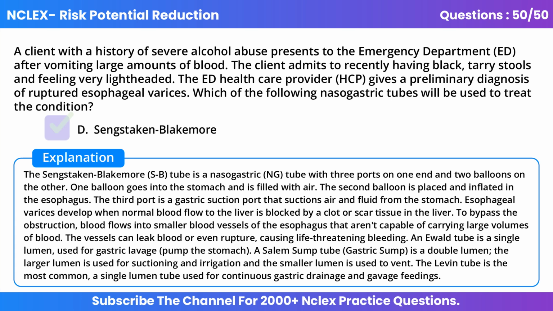An Ewald tube is a single lumen, used for gastric lavage, pumping the stomach. A Salem sump tube, gastric sump, is a double lumen. The larger lumen is used for suctioning and irrigation and the smaller lumen is used to vent. The Levin tube is the most common, a single lumen tube used for continuous gastric drainage and gavage feedings.